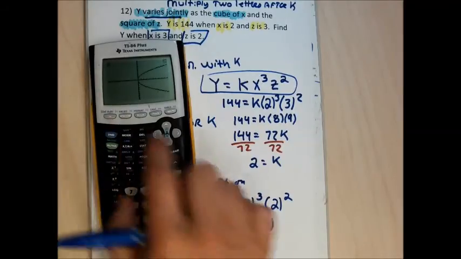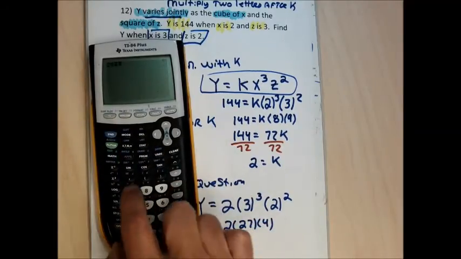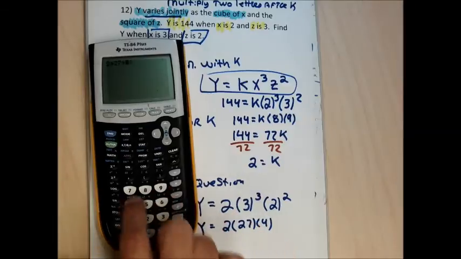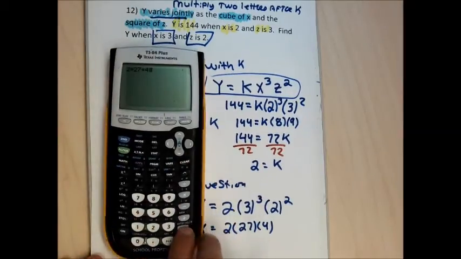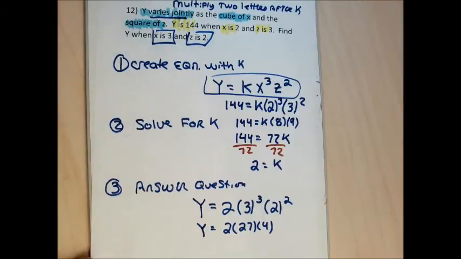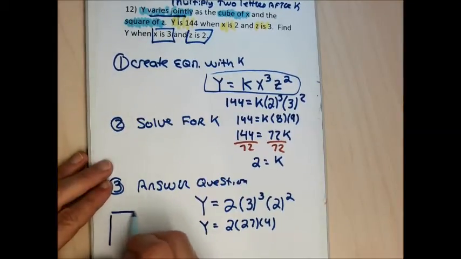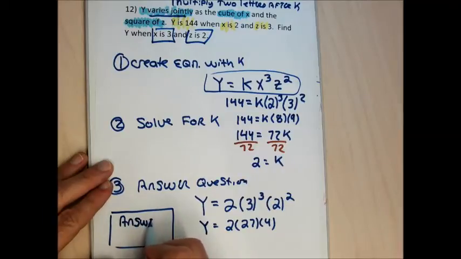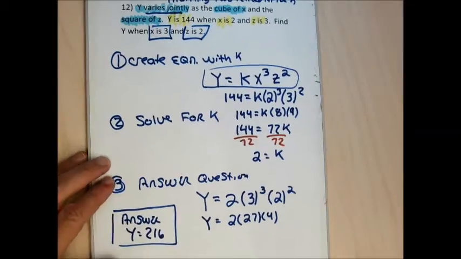So 2 times 27 times 4, which is 216. So the answer to number 12 is just 216. It's actually going to be y equals 216. So for my answer, it's going to be y equals 216.